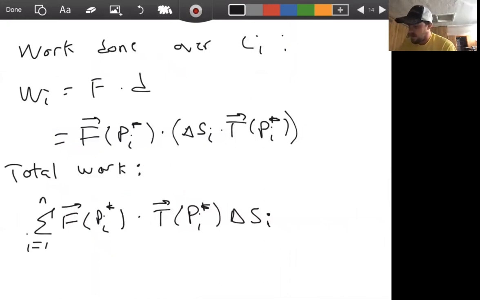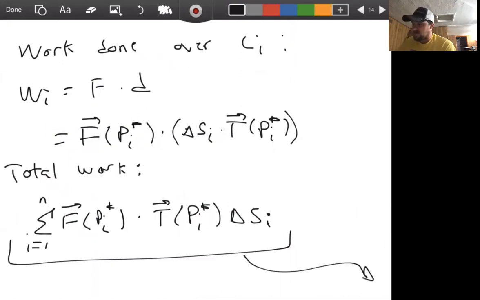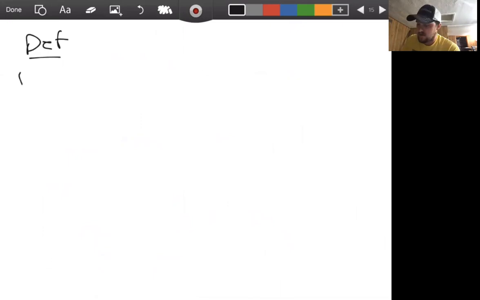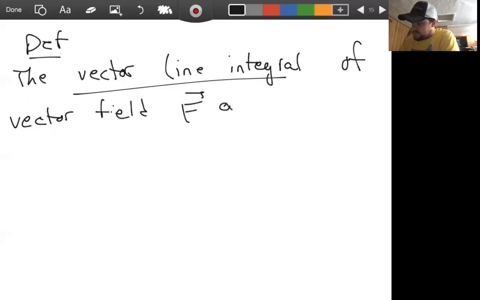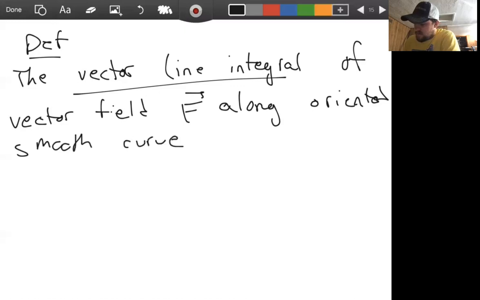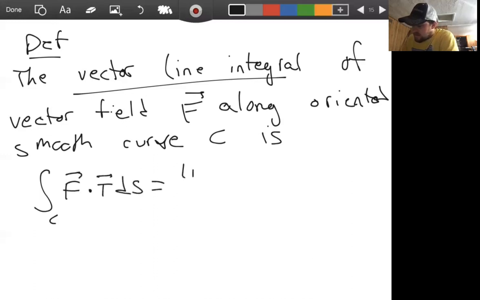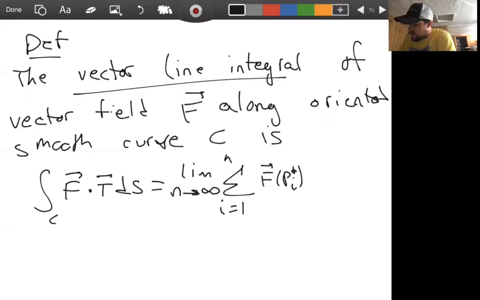And so with this sum, taking the limit as n goes to infinity, we get a definition for the vector line integral. The vector line integral of vector field F along an oriented smooth curve C is given by, here's some more notation, we write this as the integral over C of F dot T ds, and this is the limit as n goes to infinity of the total work done, the sum from i equals 1 to n of F(r(t_i*)) T(t_i*) delta s_i.